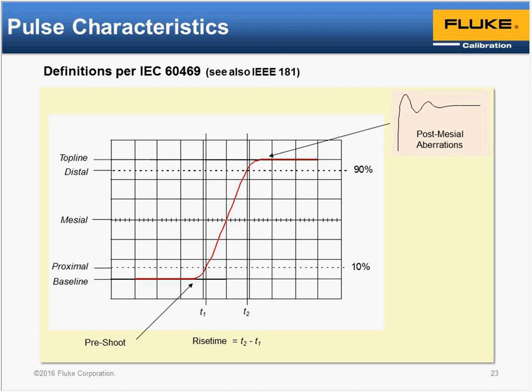I move off that slide there. The aberrations that we're interested in are the ones at the top, after the edge. At the bottom if it's a falling edge, of course, but they are called the post-transition aberrations. There is also something which could occur as we shoot before the actual transition takes place.